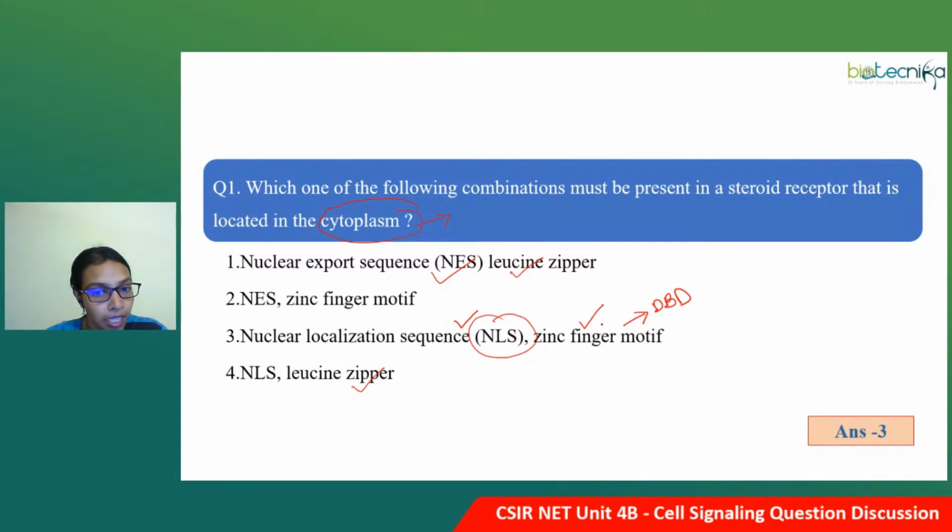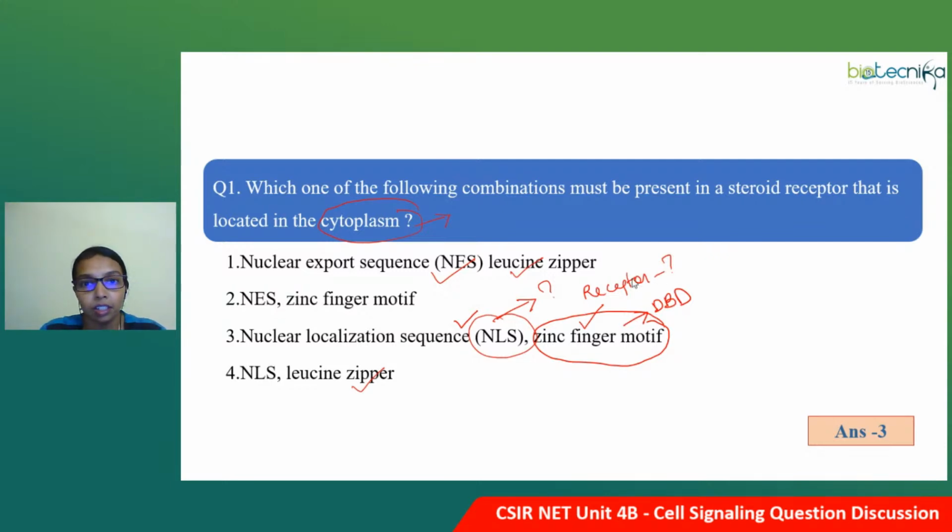DNA binding domain, so you are having the zinc finger motif, that is correct. What about the NLS? Where should it be located? I'm asking within the receptor, where this NLS is located.